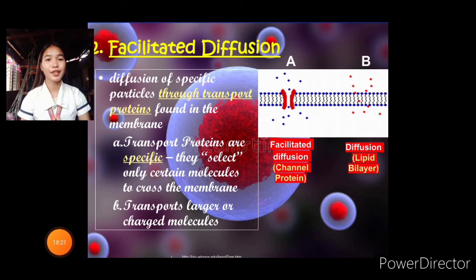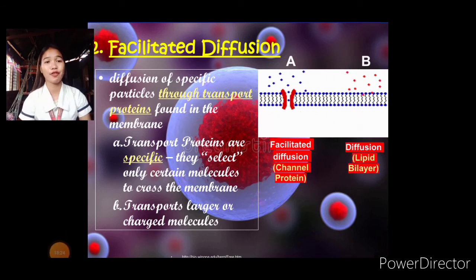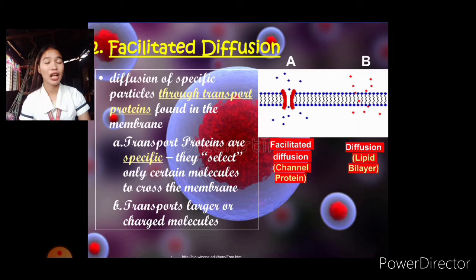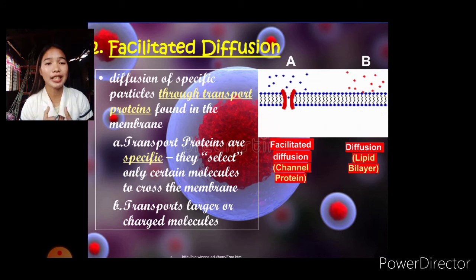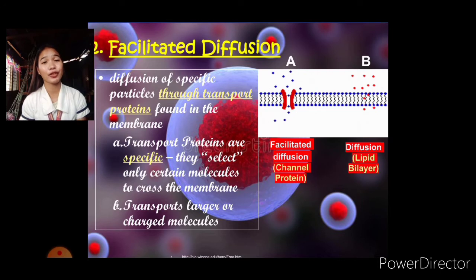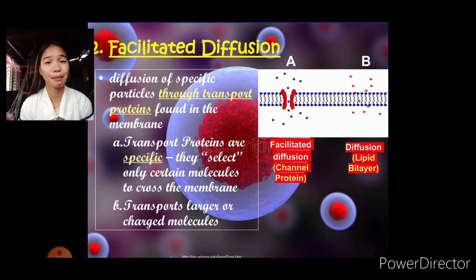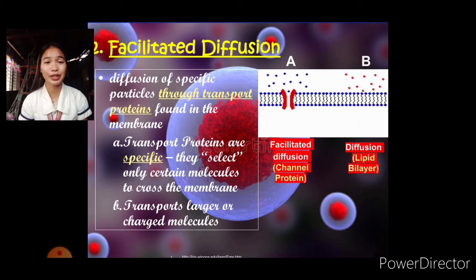Next is facilitated diffusion. This is the diffusion of specific particles through transport proteins found in the membrane. Transport proteins are specific. They select only certain molecules to cross the membrane. In facilitated diffusion, class, only selected particles can enter or cross the membrane. It can transport larger or charged molecules.